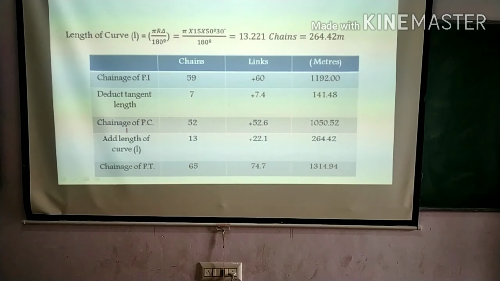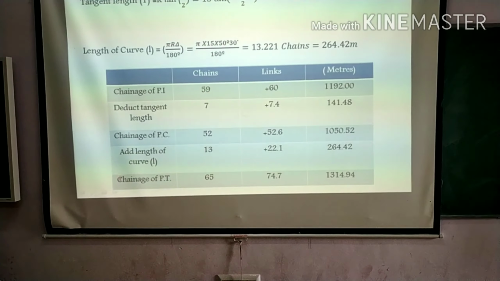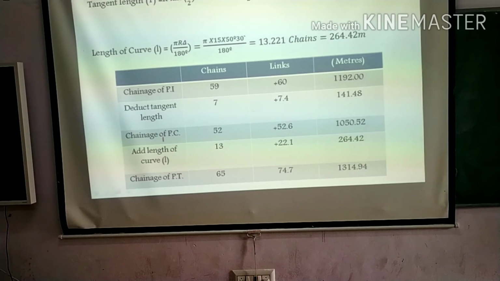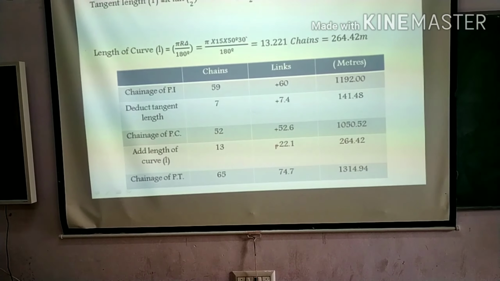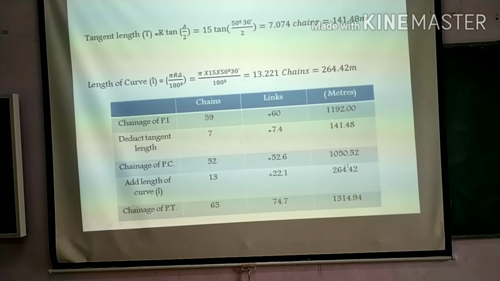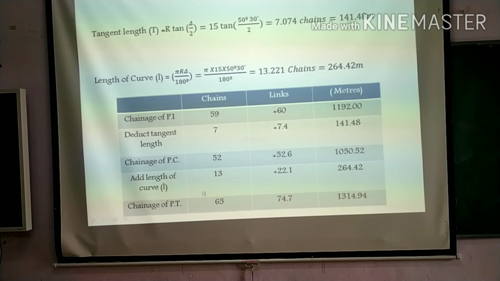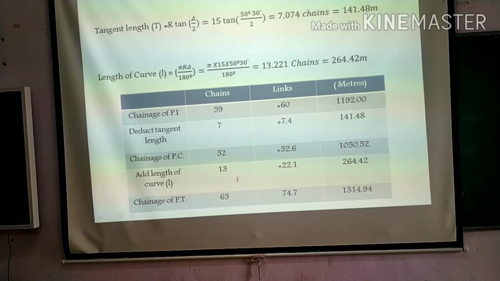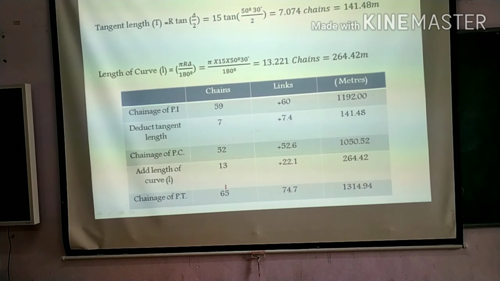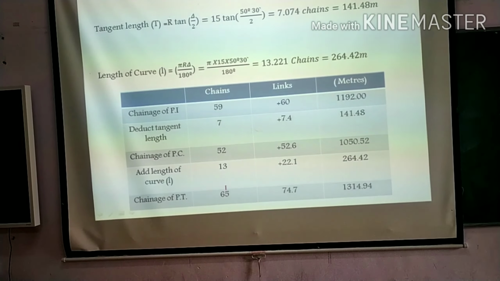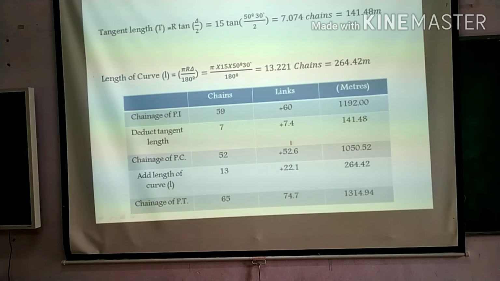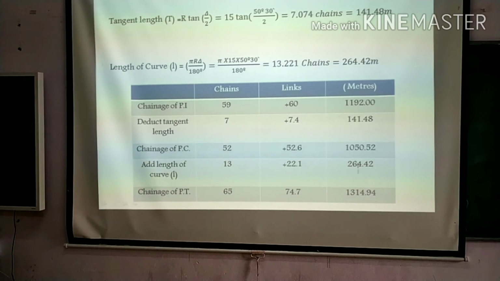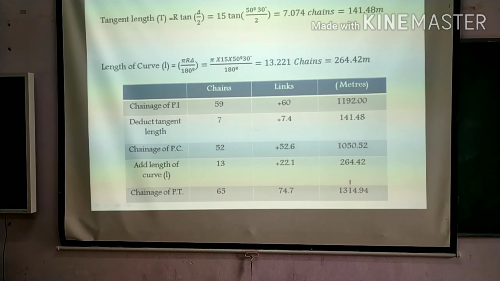Now, to get to the point of tangency, we should add the length of curve. The length of curve is 13 chains and 22.1 links, which is equal to 264.42 meters. Adding this to the chainage of the point of curve, the chainage of the point of tangency would be 65 chains and 74.7 links. In terms of meters, it would be 1314.94 meters.